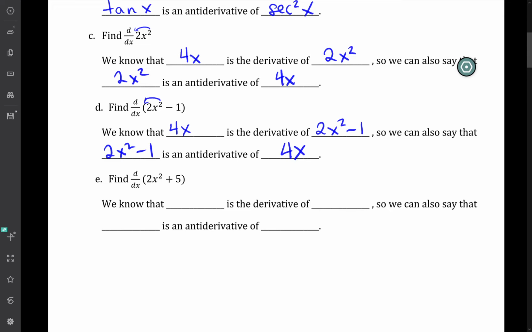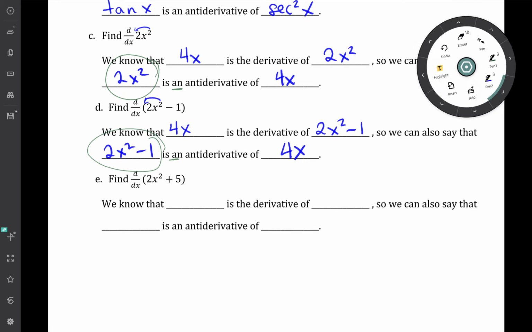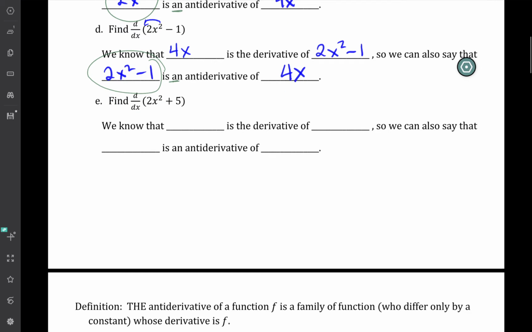Okay, so notice we've now made two different claims. We've said that 2x squared is an antiderivative of 4x, and 2x squared minus 1 is an antiderivative of 4x. And I was very deliberate about picking this "and" here, because what we're starting to see is that there's not a single unique correct answer to this thing. So let's do one more, and then I'll summarize that part. Okay, so here, 2x squared plus 5, we've got that same power rule showing up again. We get 4x plus 0 is the derivative of 2x squared plus 5, which means that 2x squared plus 5 is an antiderivative of 4x.